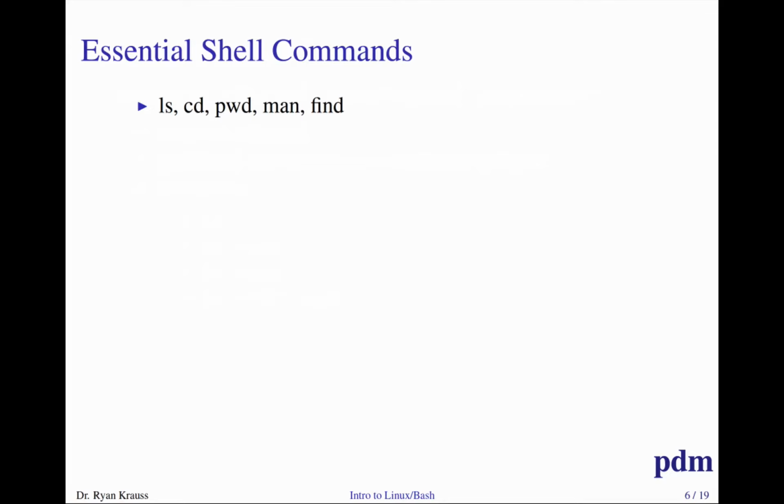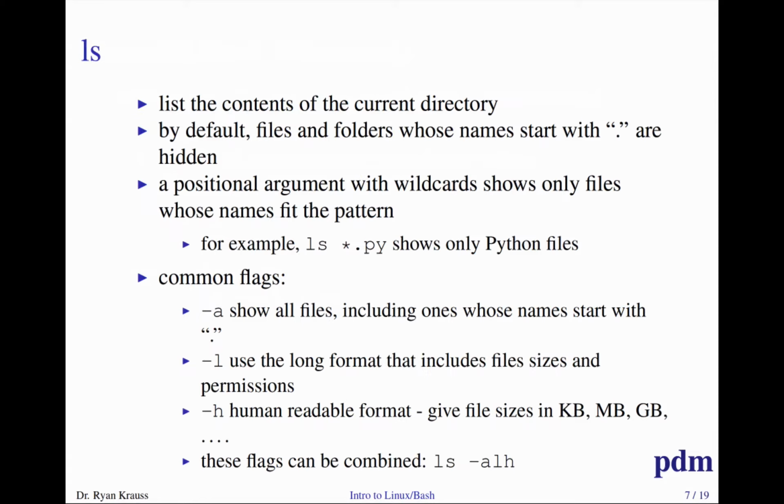So the essential commands you need to know are ls, cd, pwd, man, I guess, and find, which can be really, really powerful. So let's talk about each of those. We just kind of did ls, which lists the contents of the current directory. Anything that starts with a dot is initially hidden, so the minus a flag reveals those. And then the asterisk is a wildcard. You can have more than one asterisk if you would like.